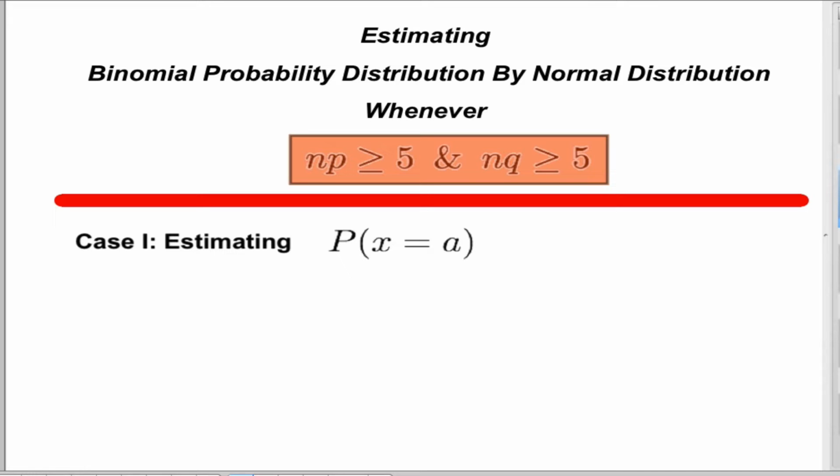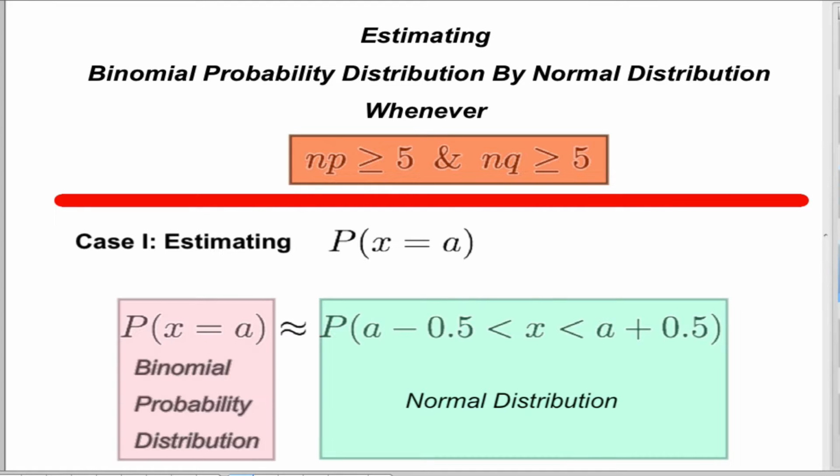The first case we're going to look at is how to estimate probability that x is equal to a. On one side, we have binomial probability distribution, and on the other side, we have an estimation on that by using normal distribution. This is by adding 0.5 to a and subtracting 0.5 from a.